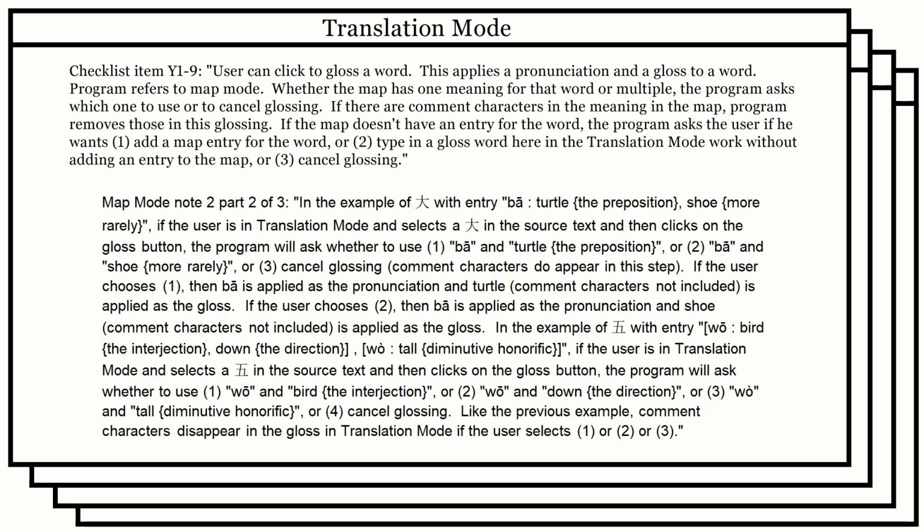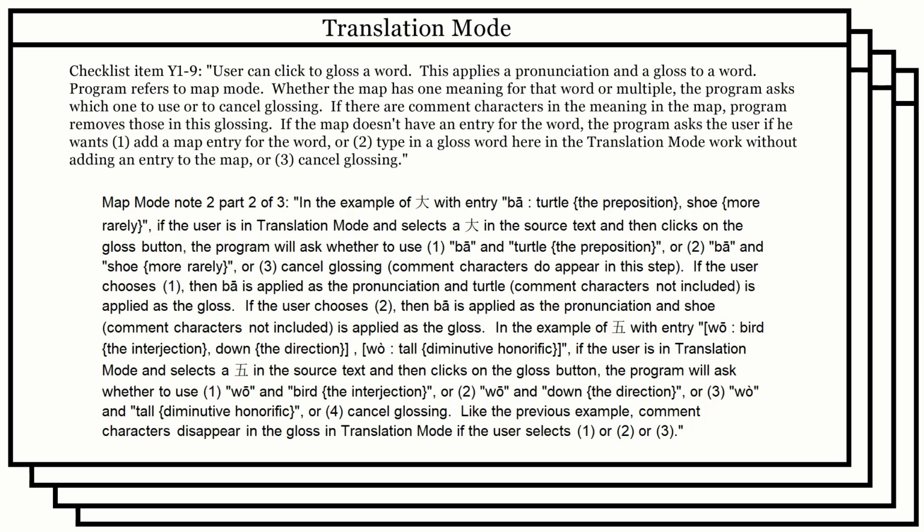In the example of this character with this entry, 2 possible pronunciations, 3 total possible meanings, if the user is in translation mode and selects this character in the source text and then clicks on the gloss button, then the program will ask whether to use option 1, wo, first tone, and bird as the meaning, or 2, wo, first tone for pronunciation and down for the meaning, or option 3, wo, fourth tone for the pronunciation and tall for the meaning, or 4, cancel glossing.